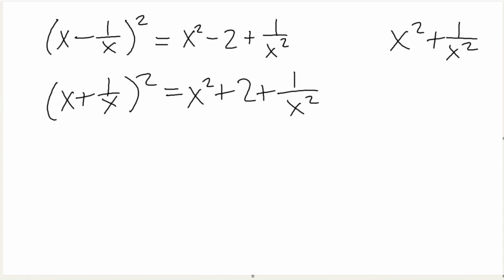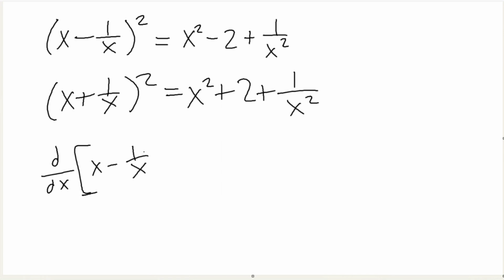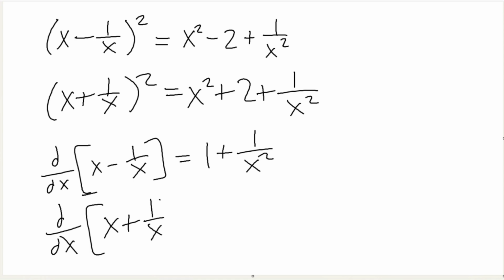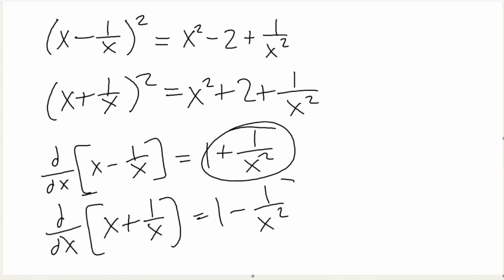Speaking about that, let's talk about our derivatives here. You must know and recognize these by heart. The derivative of x minus 1 over x is 1 plus 1 over x squared. The derivative of x plus 1 over x is 1 minus 1 over x squared, just by power rule. Recognize these by heart. Now that you understand these 4 things, let's dive into our first integral.